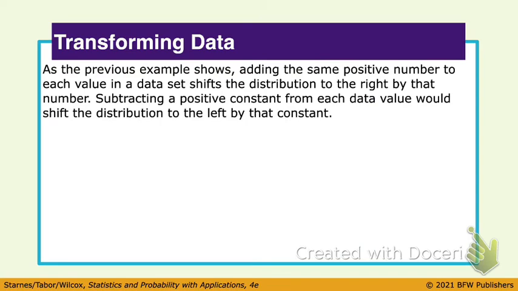So let's summarize that. As the previous example shows, adding the same positive number to each value, all it does is shift the distribution up to the right. If I were to subtract a positive number, then that would just shift all of the numbers in the distribution down to the left.